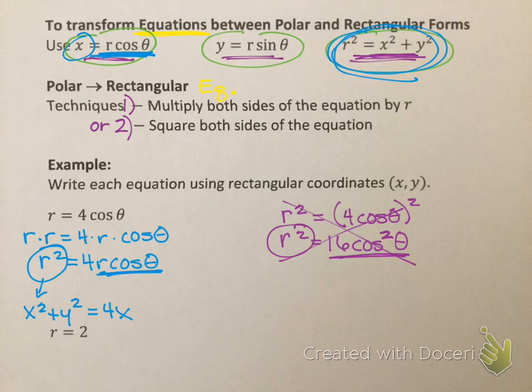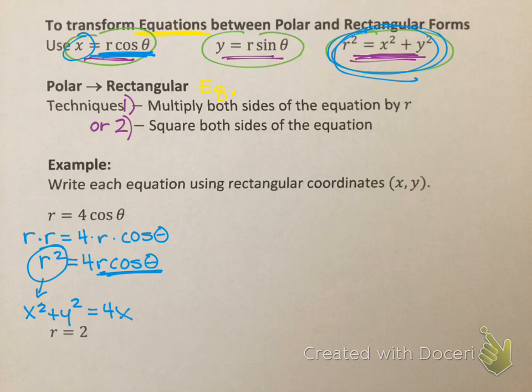Now you should recognize that equation. You should be saying to yourself, oh, an x squared plus a y squared, both positive, this thing has to be some kind of a circle. So let's put this in a form where I can tell something about my circle. I am going to move my 4x to the left side of my equation. And I am going to complete the square on my x's.